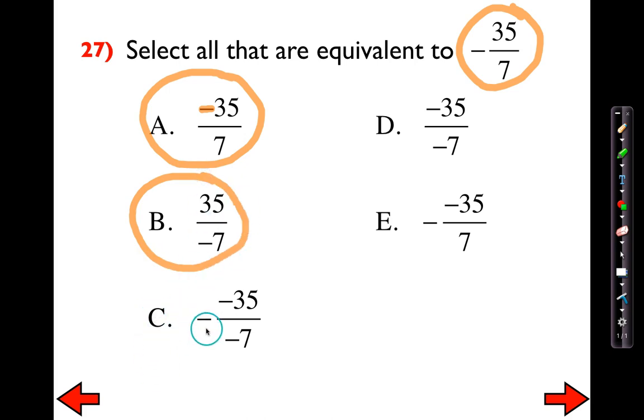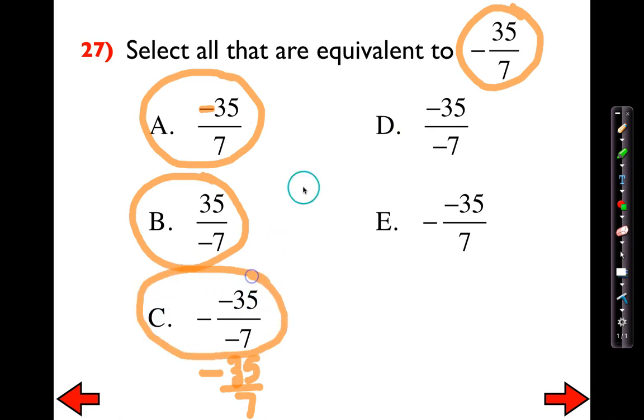Here, this is a lot. First of all, let's just go ahead and take care of these. A negative divided by a negative is a positive, so this basically turns into the opposite of 35 over 7. Is this the same thing here? Yes, I would agree with C. Here, a negative divided by a negative is a positive, so this is basically 35 sevenths, so this one's not equivalent.